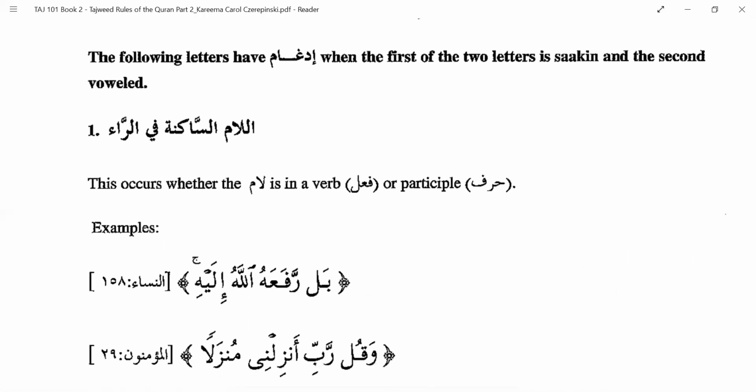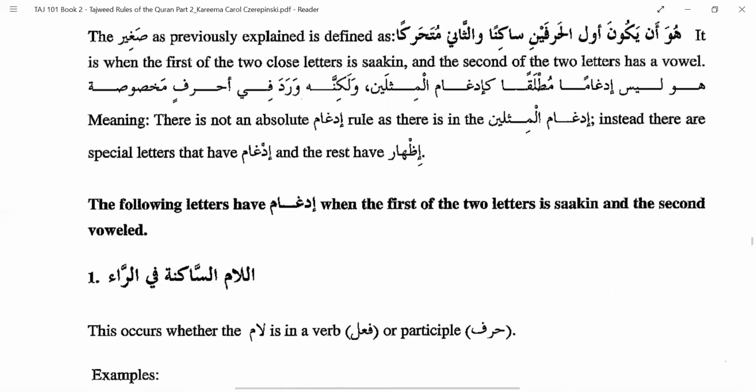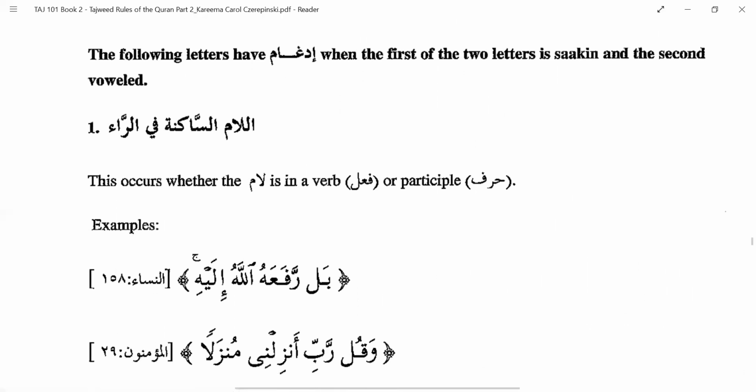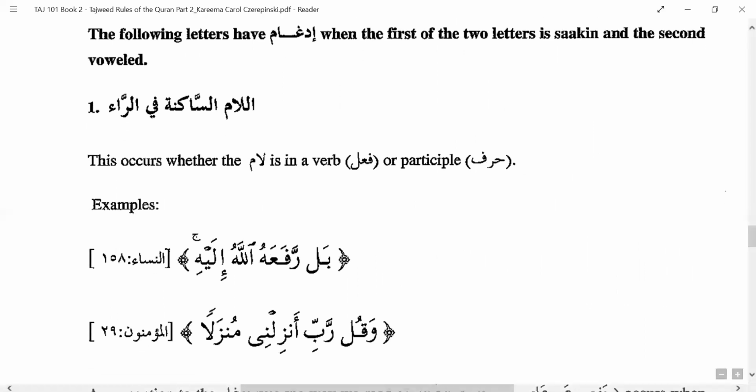We are doing now saghir. So both letters will be, sorry, saghir is: first letter will be sakin and second letter will be voweled. Like lam and ra are qareeb makhraj.